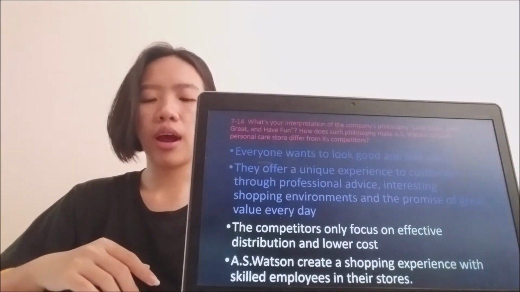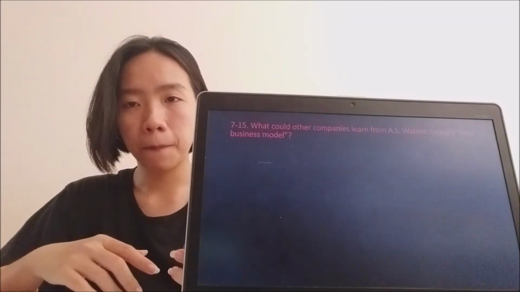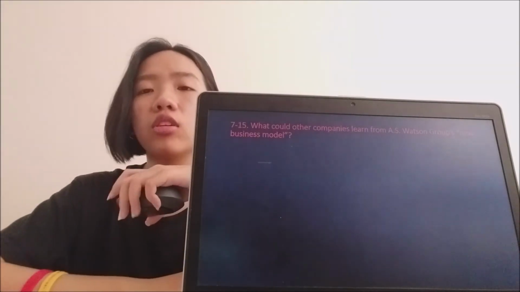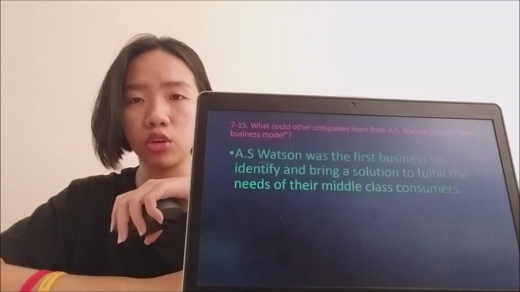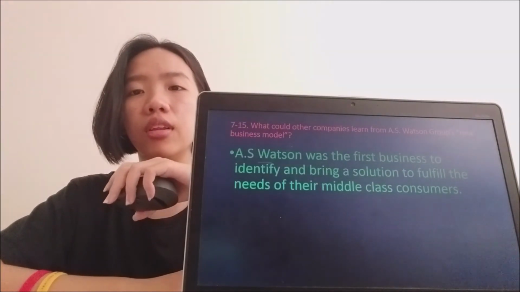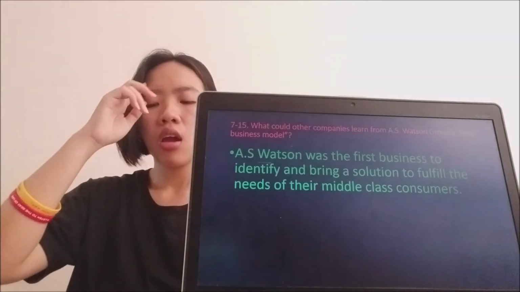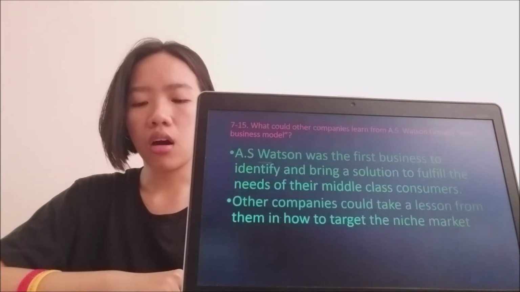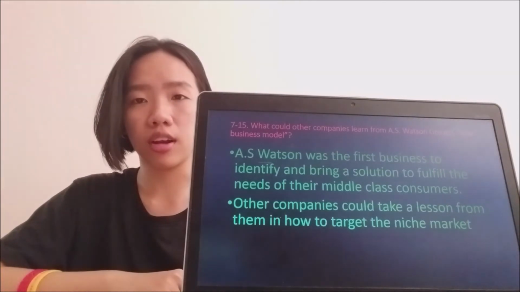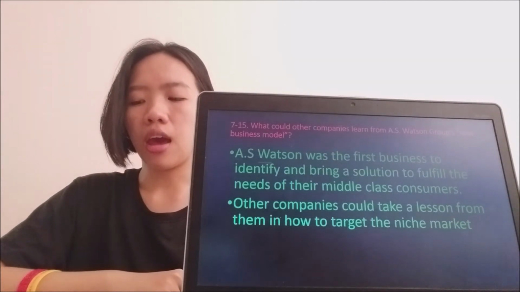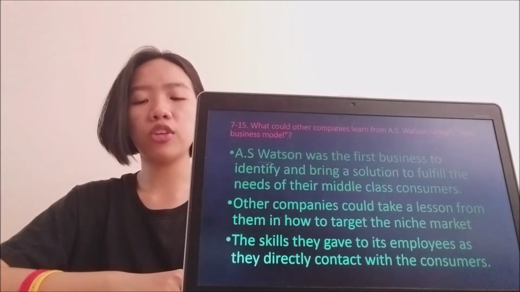Quotient tries to create a shopping experience with skilled employees in the store. And Quotient was the first business to identify and bring the solution to fulfill the needs of their middle-class consumer. So that's why other companies should take a lesson from them in how to target the niche market and the way Quotient trains their employees with specialized knowledge.